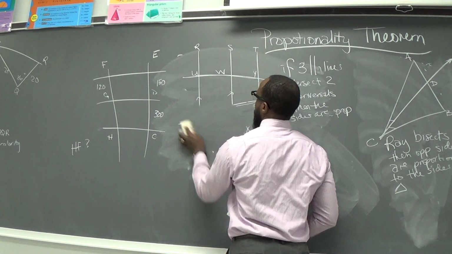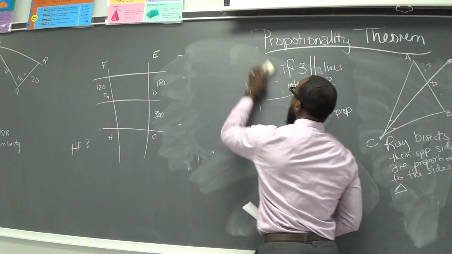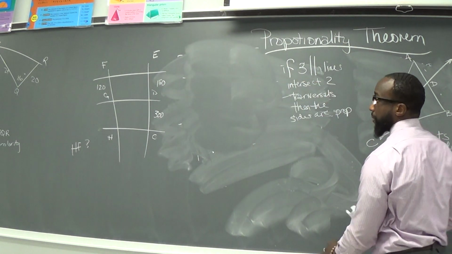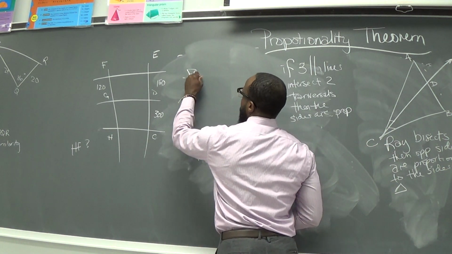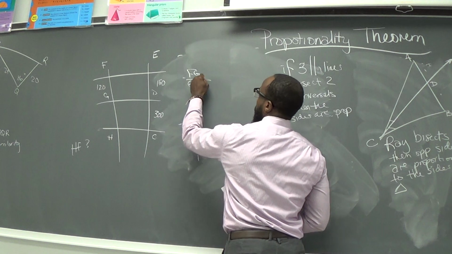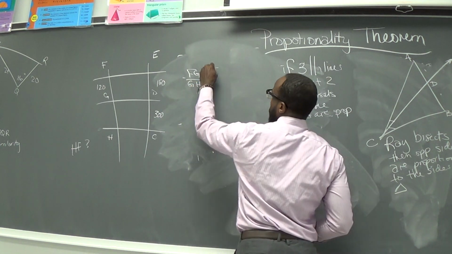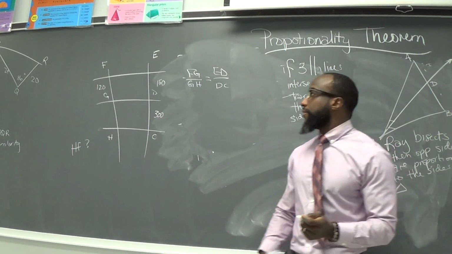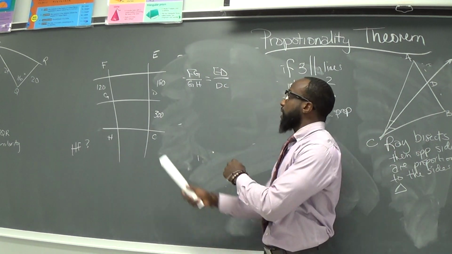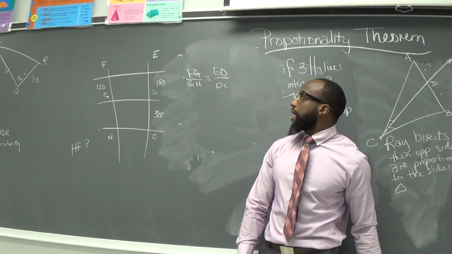We're going to erase the old transversal example. Alright, so somebody tell me what our proportions would be. FG to GH. FG over GH equals what? ED to DC. Mm-hmm. Alright, so that's going to give us, is that a C? Well, yeah, that's a C. That's going to give us what HG is.